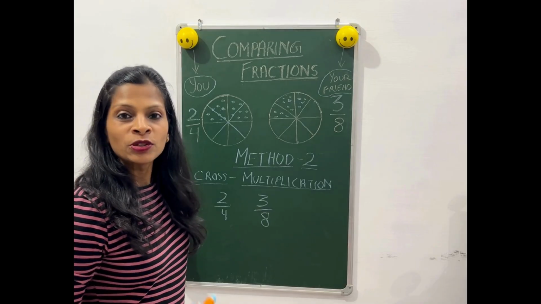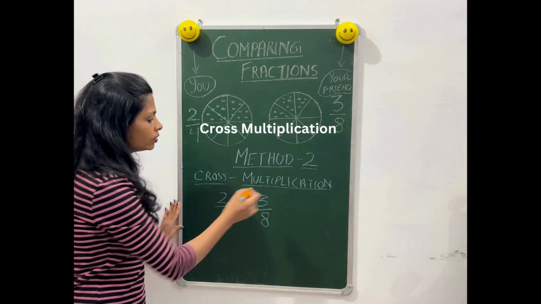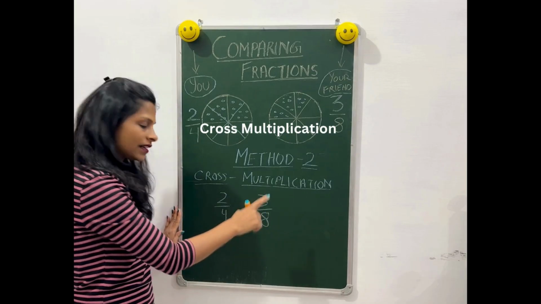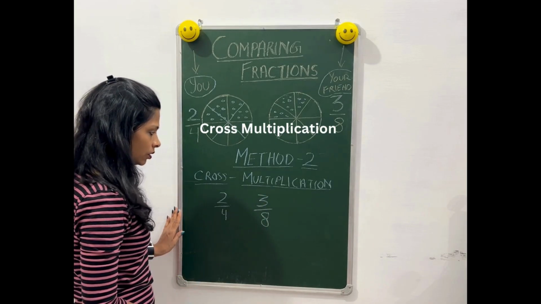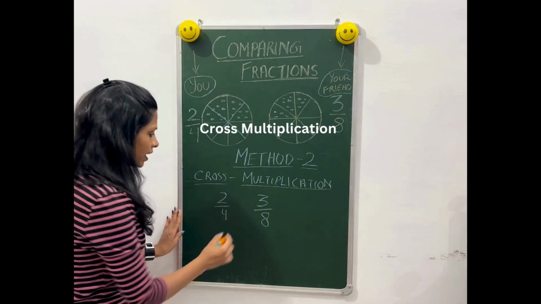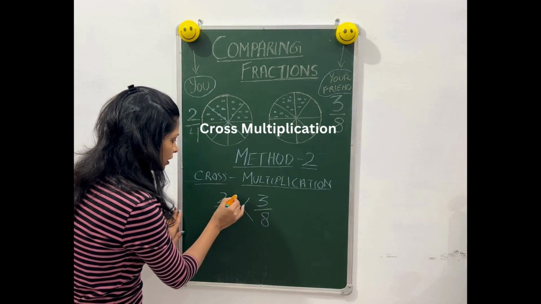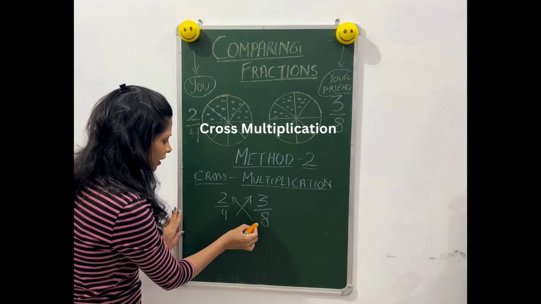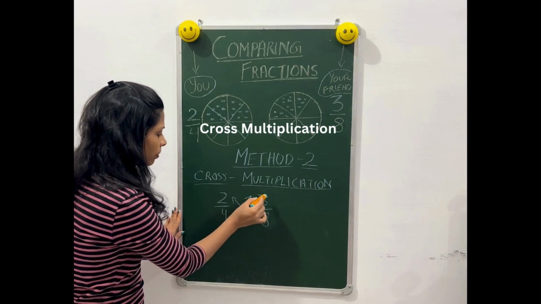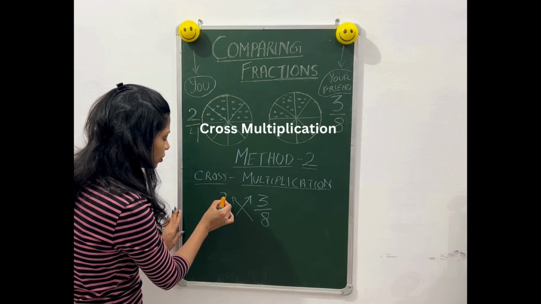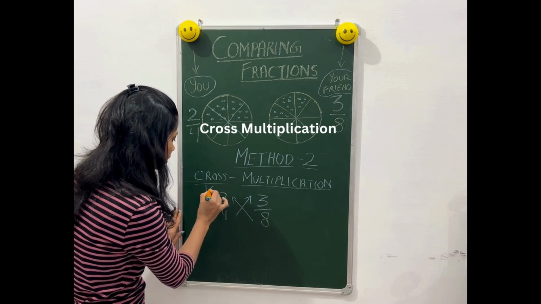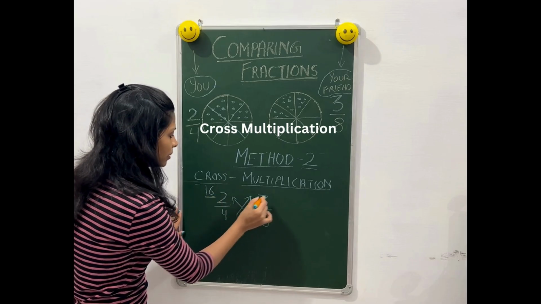Now let's switch on to method 2, which is a short trick. So talking about method 2, it involves cross multiplication. I'll write my first fraction, I'll write my second fraction. Now, to compare both the fractions, you will cross multiply and you will multiply 8 by 2 and 4 by 3. Now 8 multiplied by 2, and you will write here on the top, 8 times 2 is 16 and 4 times 3 is 12.